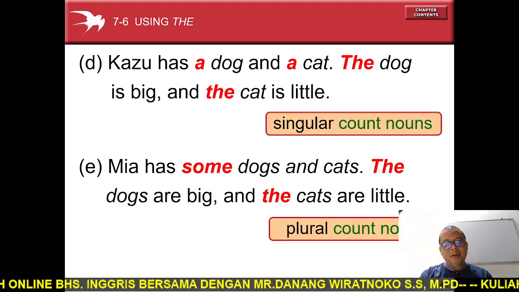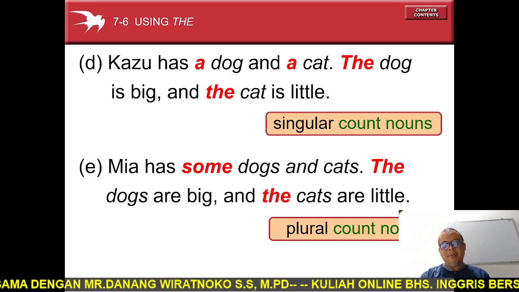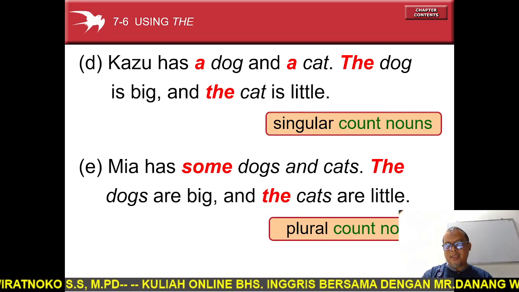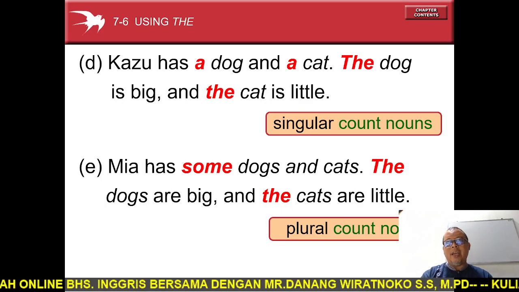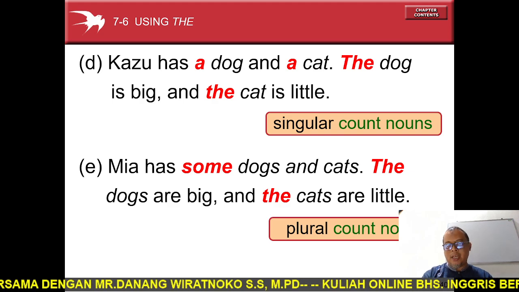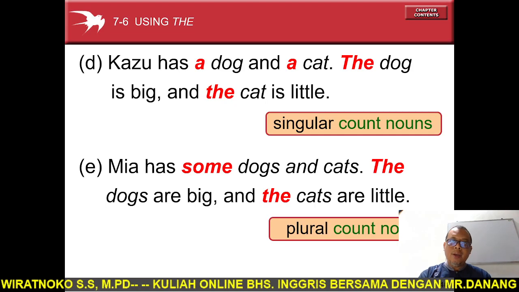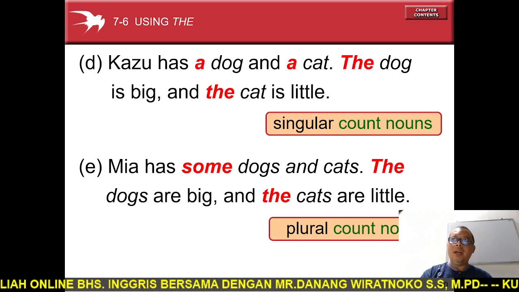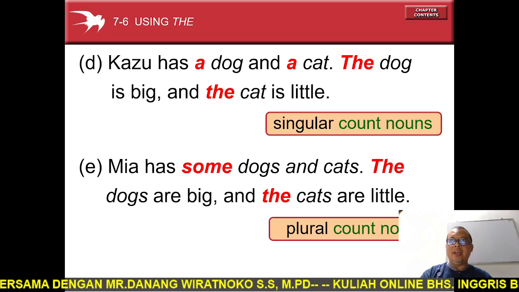Why here in part D, Kazu has a dog and a cat? Kenapa gak diucapkan Kazu has the dog and the cat? Sedangkan kalimat yang keduanya ada the dog is big and the cat is little. Okay, so when we first introduce the object, saat kita pertama kali memperkenalkan suatu benda, we use the article a or an. Tergantung kalimat apa kata awalnya, tergantung dari kata benda awalnya itu.